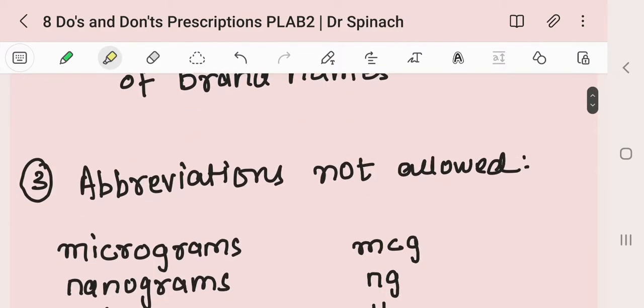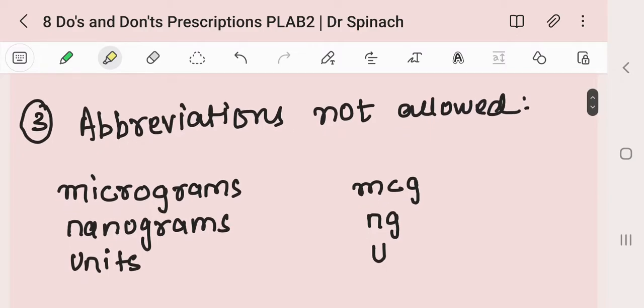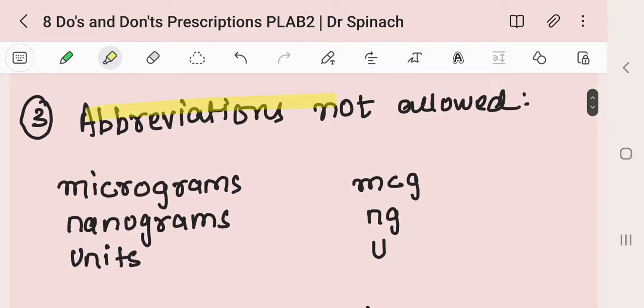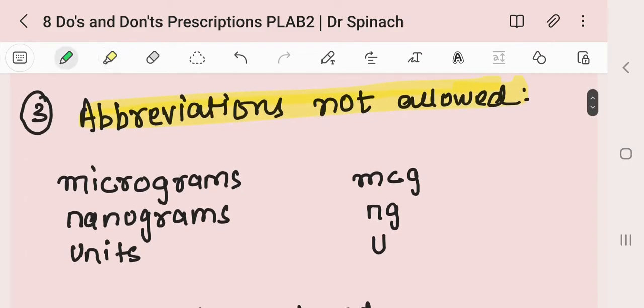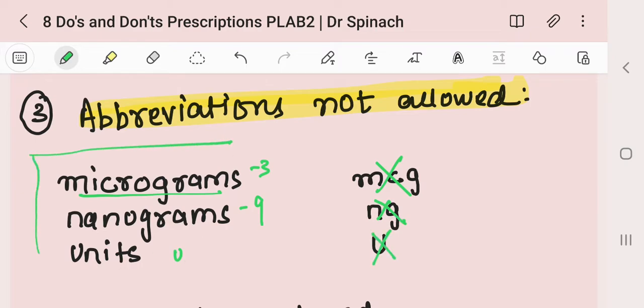Now, the next thing is abbreviations are not allowed. Remember when I say which abbreviations are not allowed while writing prescriptions? These are three abbreviations, and these are micrograms, nanograms and units. So micrograms, you should not write as mcg, you should not write nanograms as ng, or units as U. You should always write the complete units. Even if you think you don't have space, you still have to write the complete units.